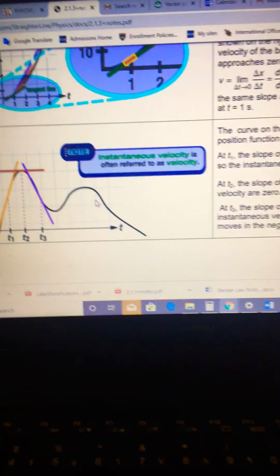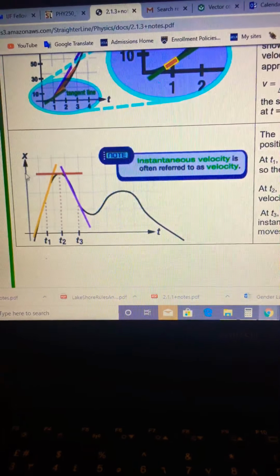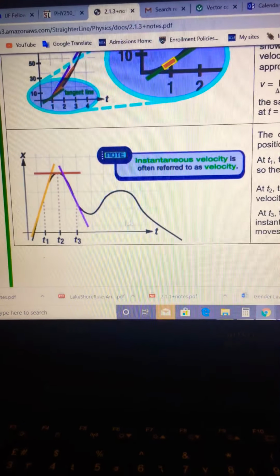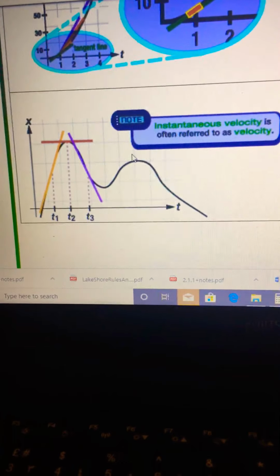The curve on the left represents the complicated position function of an object. So it goes up, it stops, goes back. So this is very complicated.